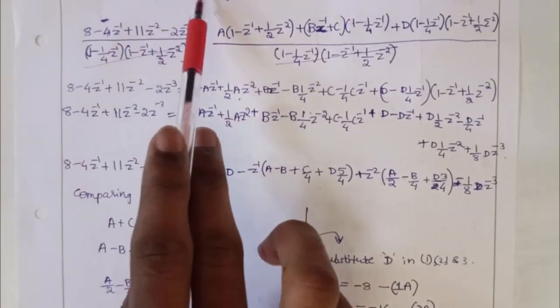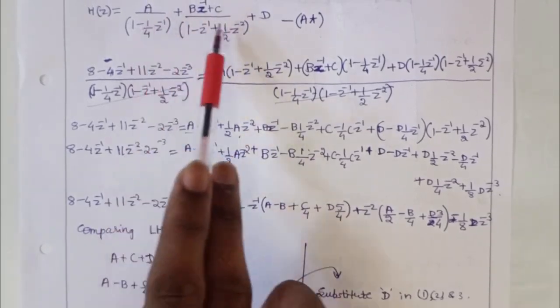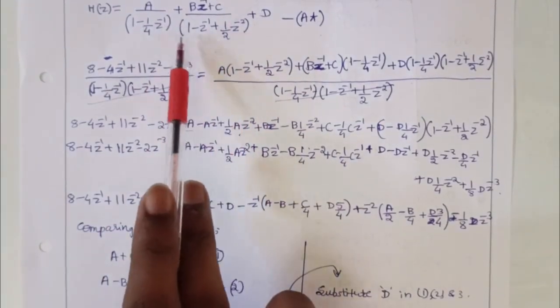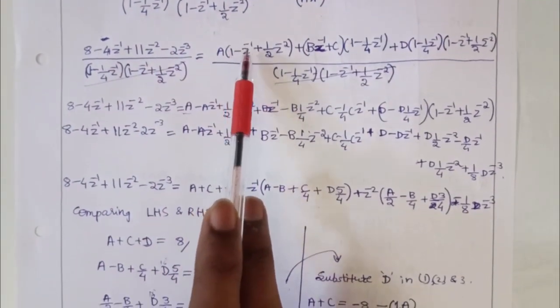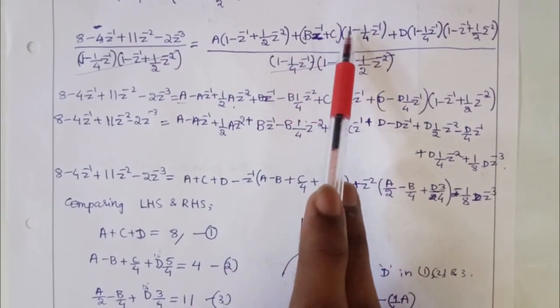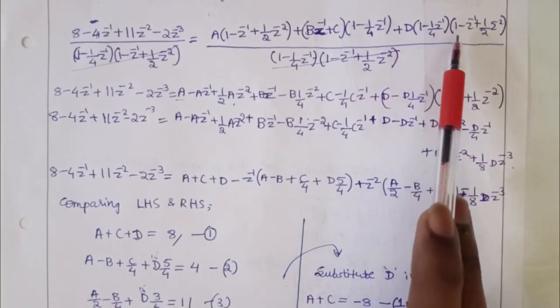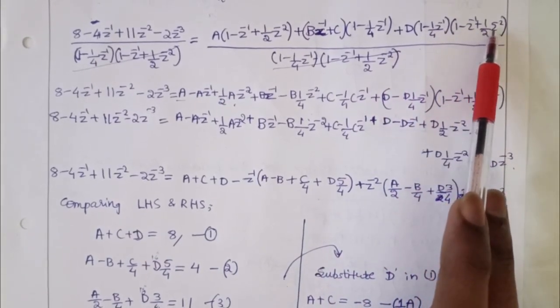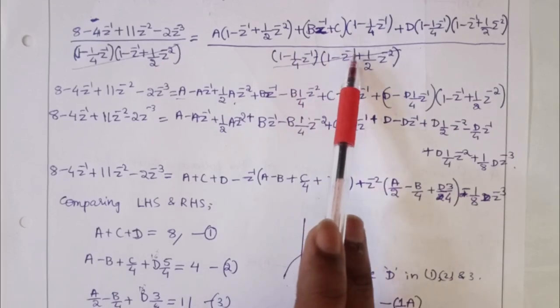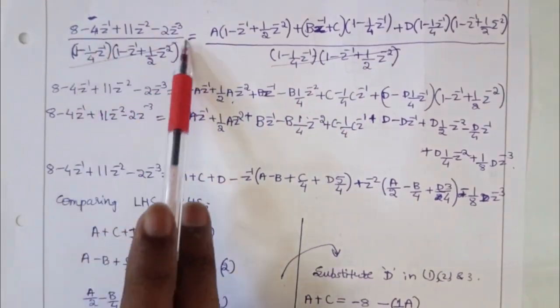To simplify these partial fractions, we have to take the LCM in the denominator and solve the transfer function as follows. By taking the LCM, we get A (1 - z^-1 + 1/2 z^-2) + (B z^-1 + C)(1 - 1/4 z^-1) + D (1 - 1/4 z^-1)(1 - z^-1 + 1/2 z^-2). In the denominator, there is the LCM on both sides, LHS and RHS. This is the given transfer function.